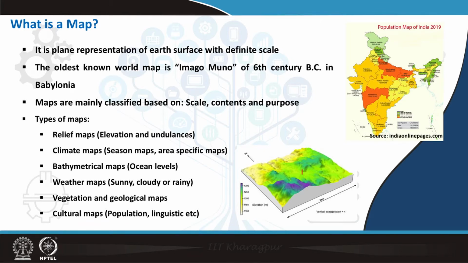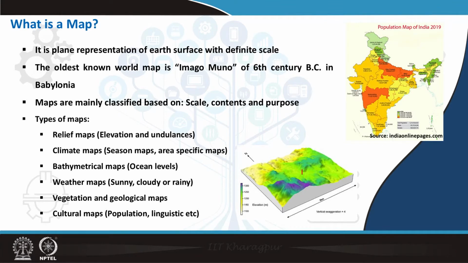Then maps are mainly classified based on scale, contents and purpose. Scale defines it; different scales of maps are there for different applications. Then you have contents in a map. For specific applications you need specific contents, and purposes, that is the main classification of the map. For different purposes, different maps are used.